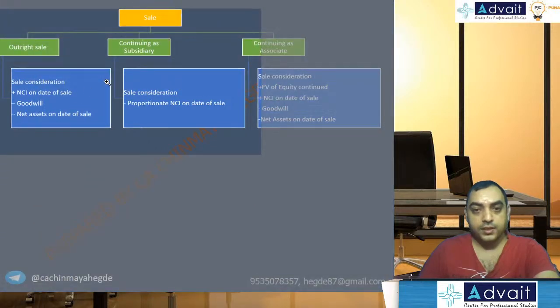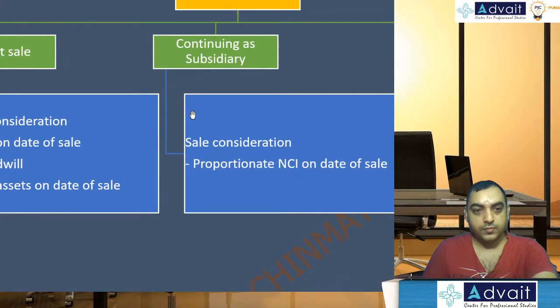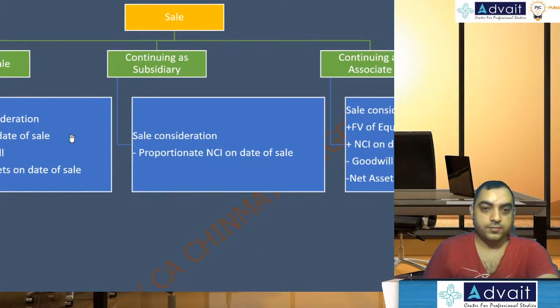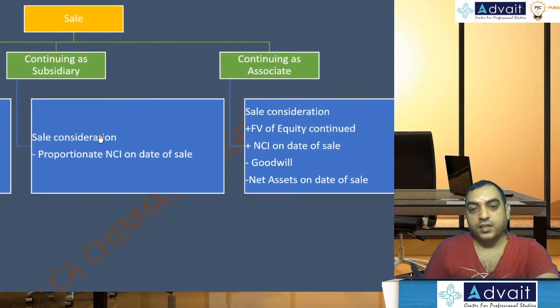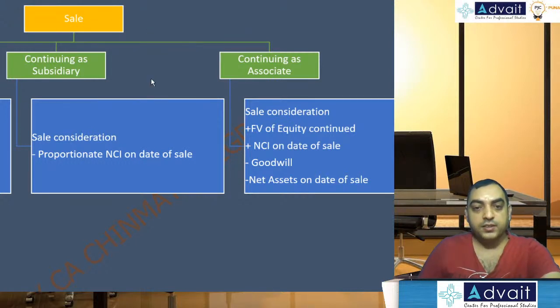Okay, if you want zooming, this is for the first part, outright sale. Then continuing subsidiary, then continuing as associate. 30% will be at fair value. Yes, yes, 30% investments will be at fair value. Yes, you're right. Whatever rate you have taken for bank, the same rate you take for investments, fair value. Okay, so we have done this part.